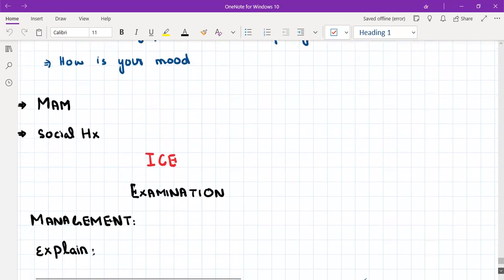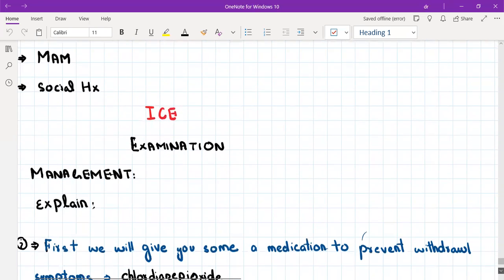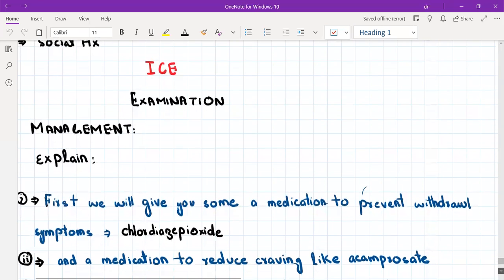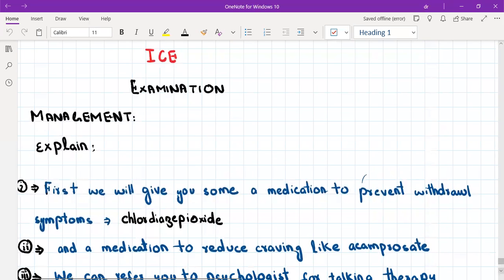Okay. And then you need to ask about ideas, concerns, and expectations. Expectations, whether he's expecting any particular sort of help from you today, and is there anything that he's concerned about, any fears regarding the quitting process, etc. Then you need to do examination. And examination, you will just do the vitals and the GPE.